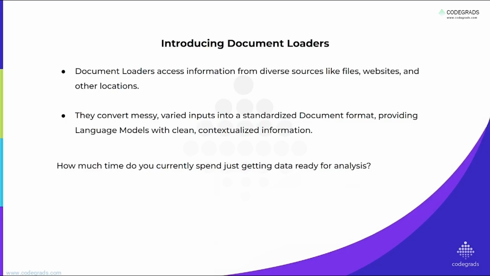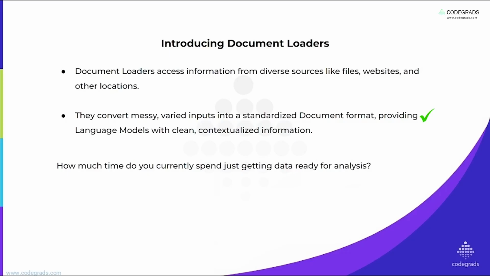Now according to the definition, document loaders access information from diverse sources like files, websites and other locations. So it can be a PDF file, it can be website data, or it can be some articles. So to access information from different diverse sources, we use the document loader. Now they convert varied input into a standardized document format, helping language models contextualize information. Whenever you feed data to the LLM, we need to convert that data into the document object where we have the metadata, that is the source, and the page content where we have the actual data of the page or the PDF which we are including.